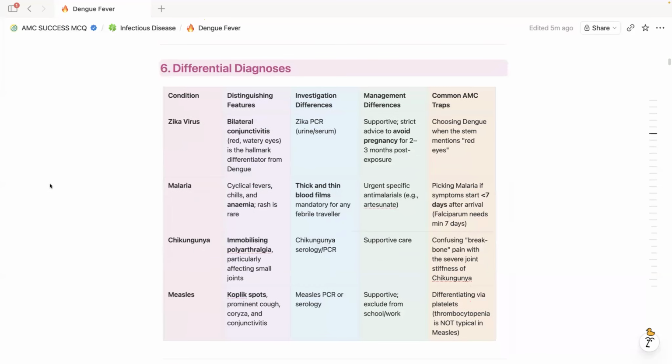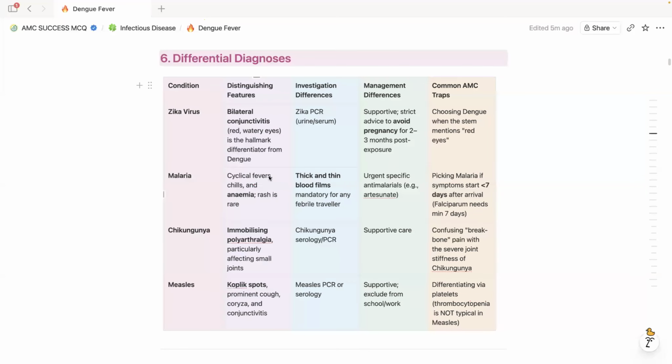Malaria: there is a cyclical fever, and the patient will also be anemic. Rash is very rare. For investigation, thick and thin blood films are mandatory, especially for travelers. Management of malaria is giving anti-malarials like artesunate. The AMC trap is taking malaria if symptoms start less than 7 days after arrival. Falciparum needs a minimum of 7 days.